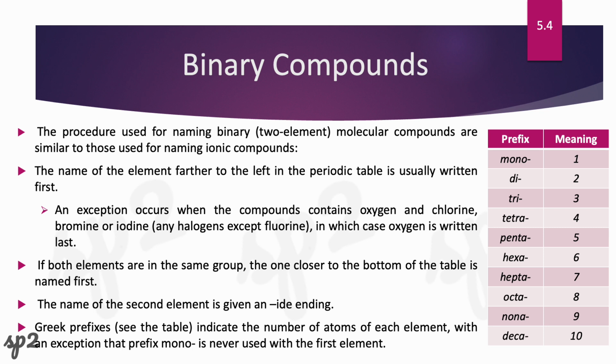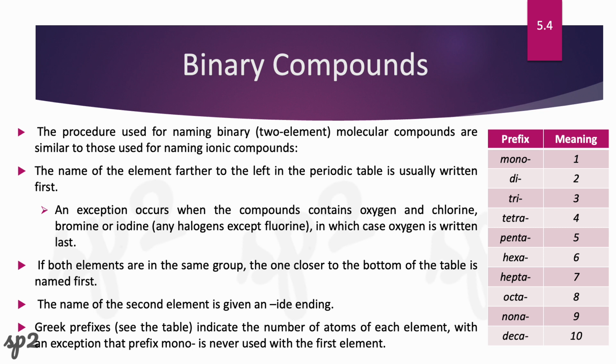Okay, so looking at the table on the right side, if I have just one copy of that element, you can say mono. And remember, we're going to say mono only for the second element, not for the first one. Okay, if I have two copies, I'm going to say di, right? Tri, tetra, penta, hexa, hepta, octa, nona, and deca. Okay, so these are the prefixes that we are going to be using.